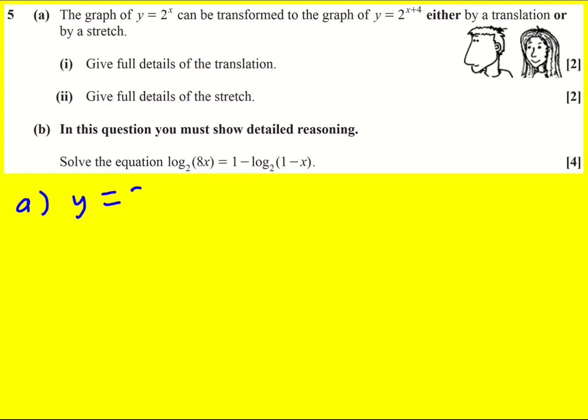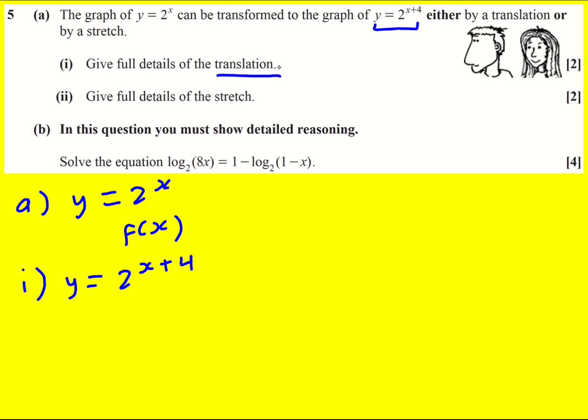We have y equals 2 to the x. So essentially this is our f of x. And then we're going to transform it to y equals 2 to the x plus 4, either by a translation or a stretch. So we need to think, how can we get y equals 2 to the x plus 4?